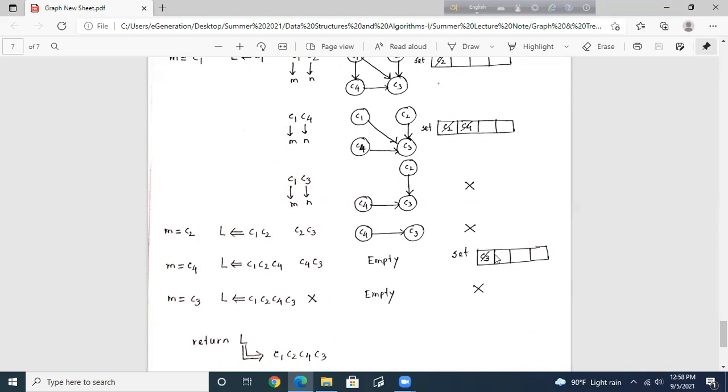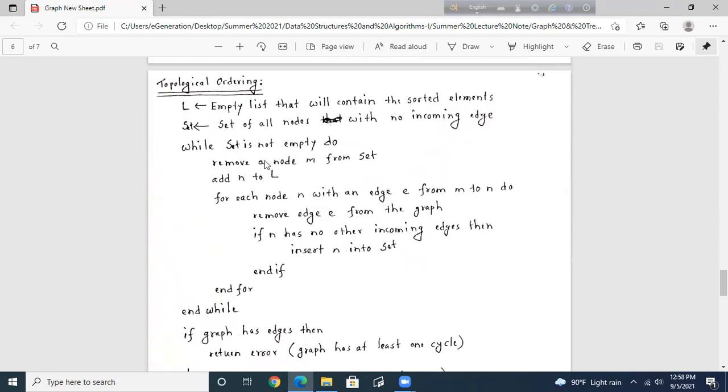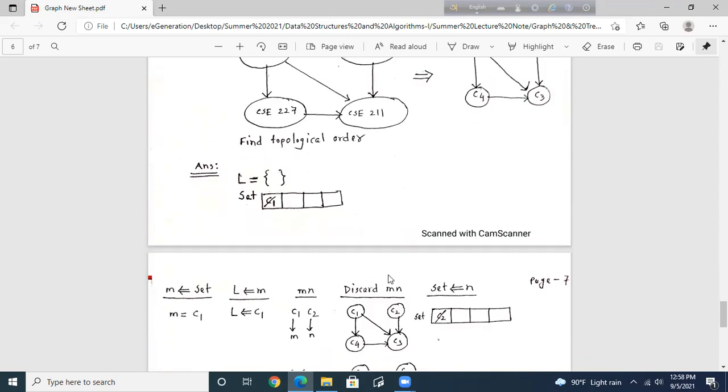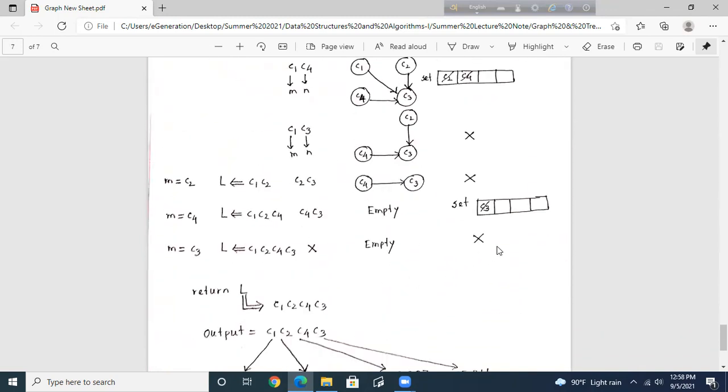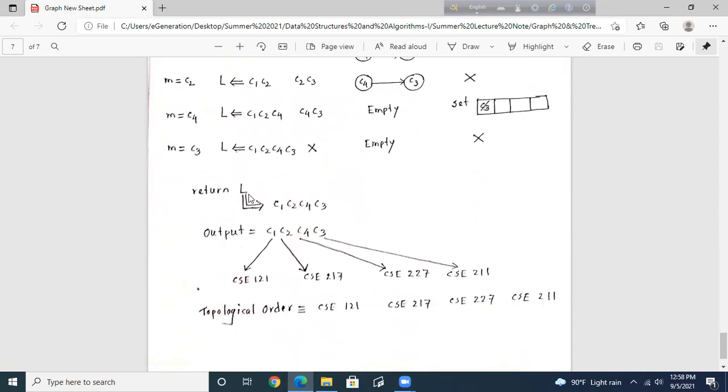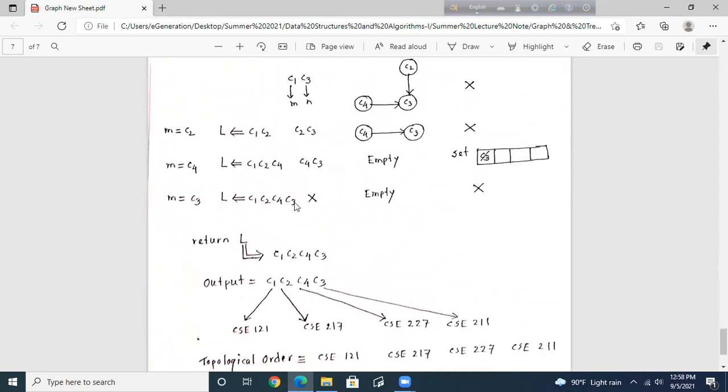Our graph is empty and the set is also empty. According to the algorithm, we cannot continue the loop, since the loop runs while the set is not empty. Since my set is empty, I am not able to continue the loop. So return L. L is C1, C2, C4, C3.